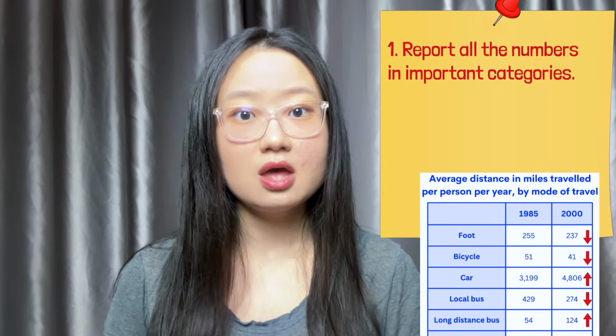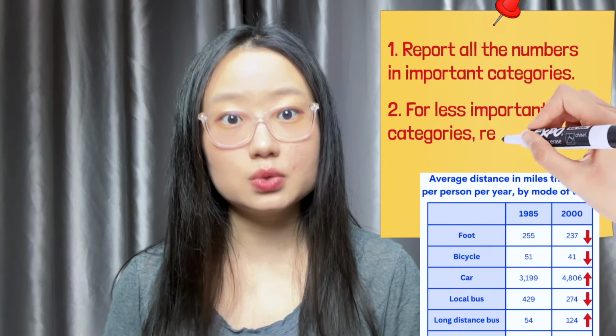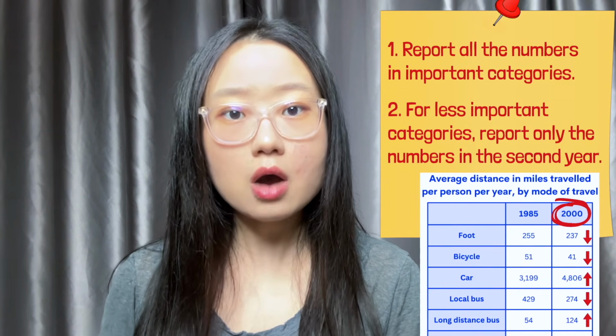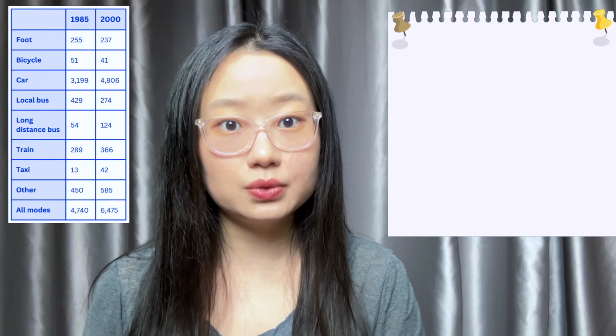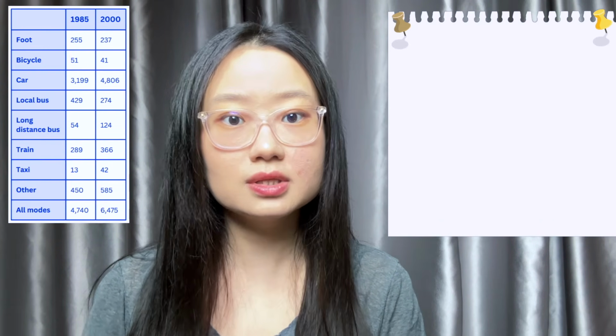Let's recap the main points of this video. No matter what chart we get, we need to report all the numbers in important categories. And if it's a table that shows trends, for less important categories, we can report only the numbers in the second year. And always remember to group some categories together to report when there is a lot of data. And here are 4 different ways I used in this video to show trends.